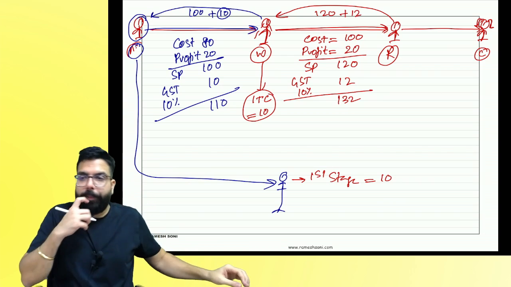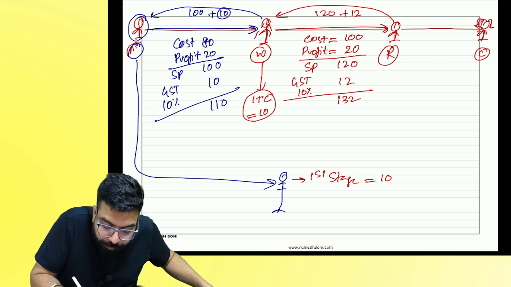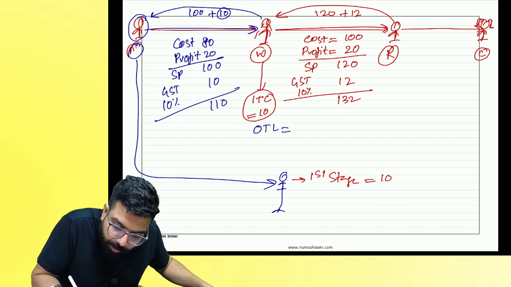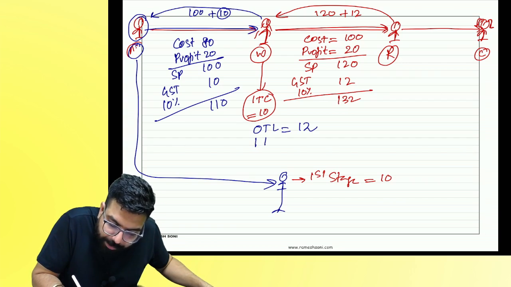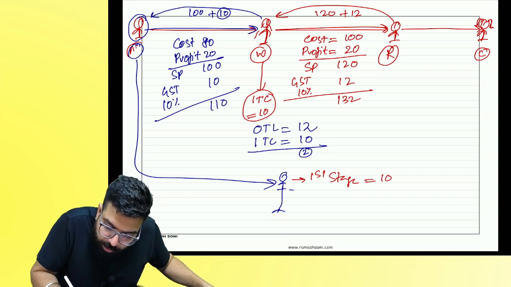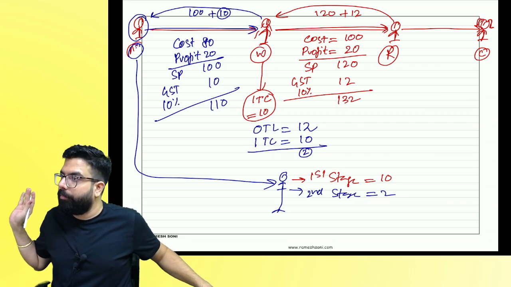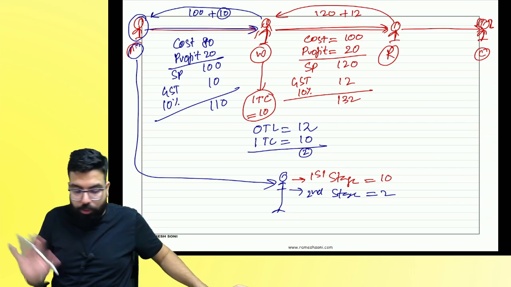Can he keep the 12 rupees? What will he do? His outward tax liability is how much? Input tax credit is how much? He will pay how much to the government? So government got at the second stage how much? 2 rupees. Everyone, 100% clear? Anyone, any doubt with this? No. Take it.